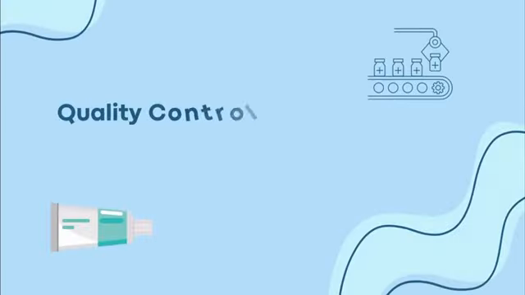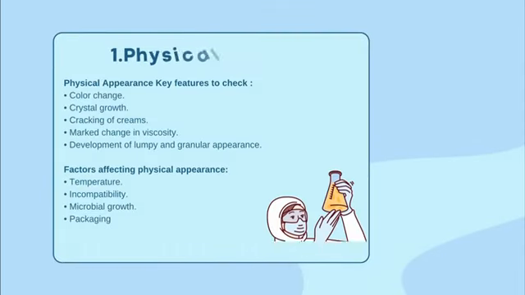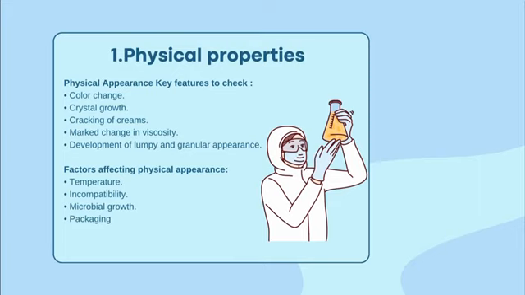Quality control tests of in-process and finished products. 1. Physical properties. Physical appearance. Key features to check: color change, crystal growth, cracking of creams, marked change in viscosity, development of lumpy and granular appearance. Factors affecting physical appearance: temperature, incompatibility, microbial growth, packaging.